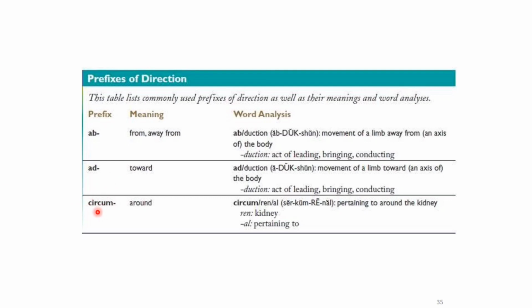So circum means around. And the word analysis for the prefix circum is circumrenal. So that is pertaining to around the kidney. Ren means kidney and al means pertaining to. So circumrenal is pertaining to around the kidney.